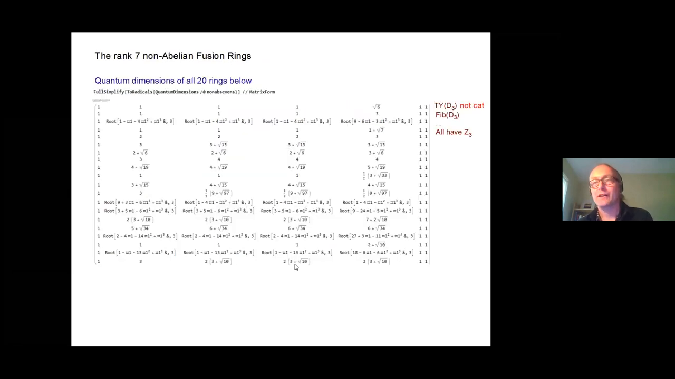All right, then rank 7 non-Abelian fusion rings. I'm going to go really fast, but basically here are the quantum dimensions of all 20 rings that we found.